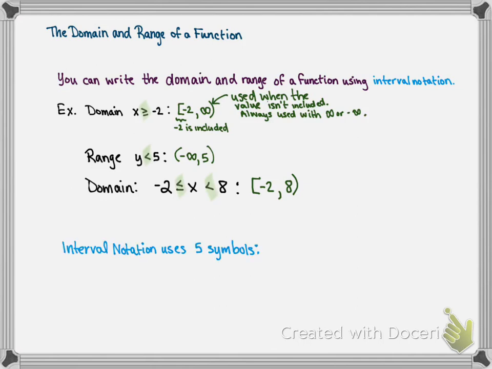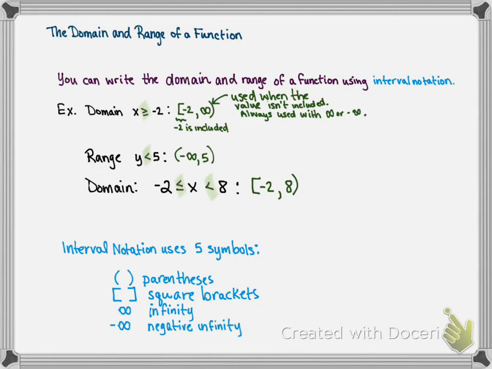Okay, interval notation uses about 5 symbols. It uses the curved parentheses and the squared off brackets, and they can be mixed and matched because you could have one of each. It includes the infinity symbol, negative infinity symbol, and sometimes you'll see union, which is like an OR where we've got different parts of domains and ranges. And then of course numbers.